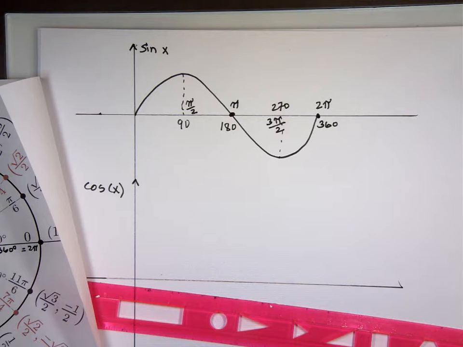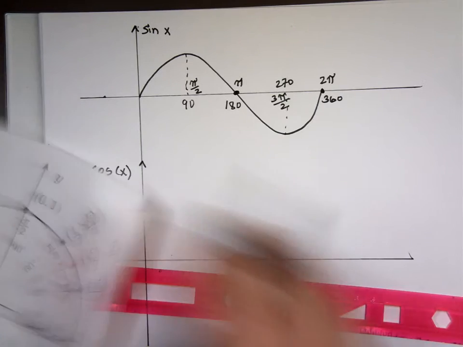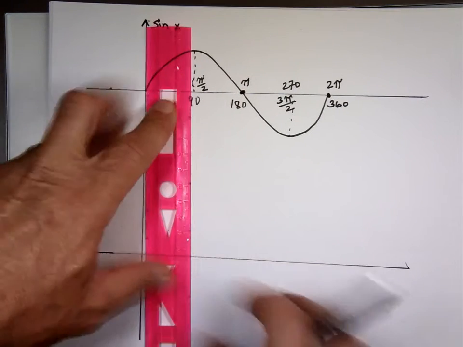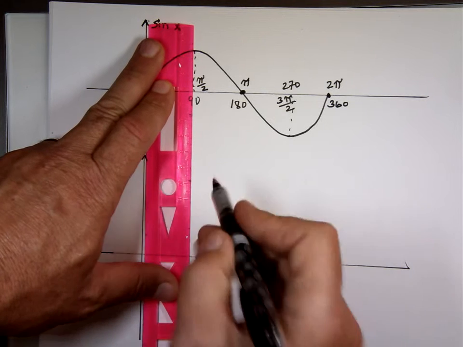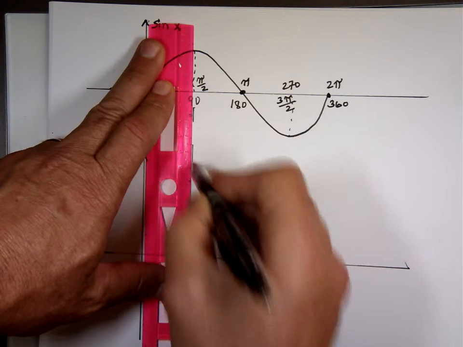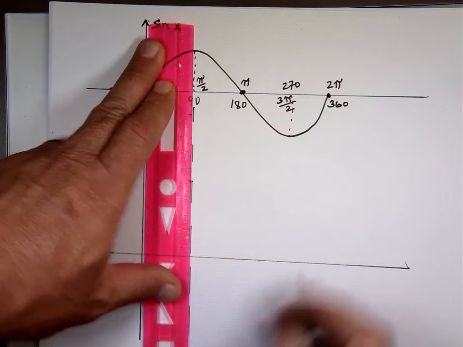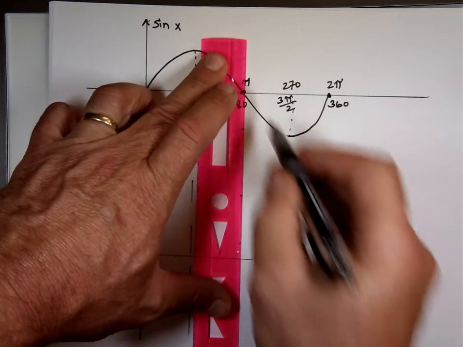So what does the cosine look like? It looks very similar to this, except, let me extend these lines. Where they cross, I just want to make sure we highlight these lines.